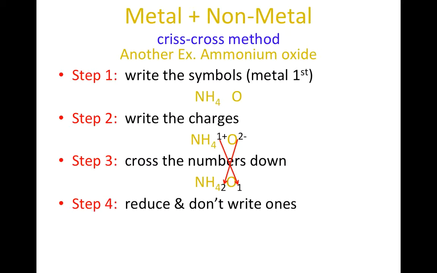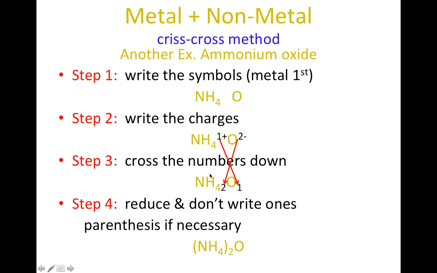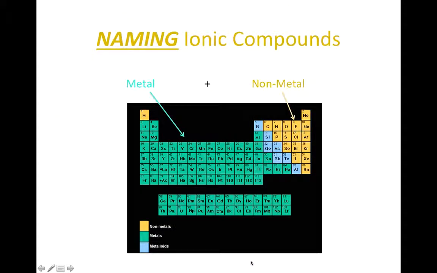Right, some of you are thinking, yeah, you've got to put parentheses around it. If you have a polyatomic ion and you have more than one of them, in this case we have 2, you have to put parentheses. That 2 needs to tell me that I have 2 ammoniums, not 42 hydrogens. So it's still symbols, charges, cross them, but sometimes you have to put parentheses if you have more than one polyatomic ion, and reduce. But here you don't reduce the 4 and the 2, you only reduce the numbers you brought down, which are 2 and 1, so those are already reduced.